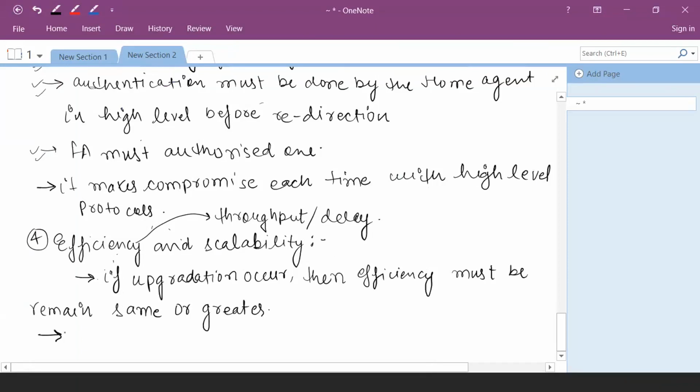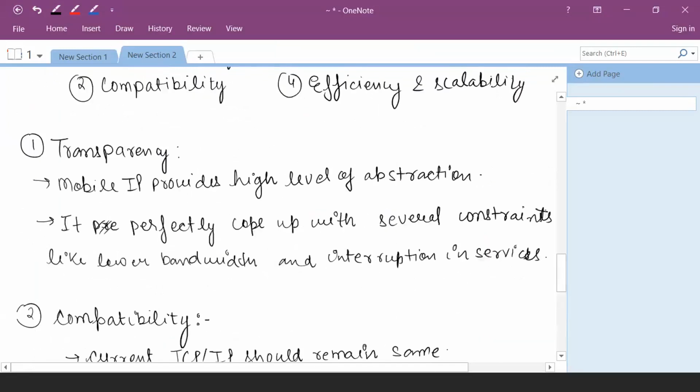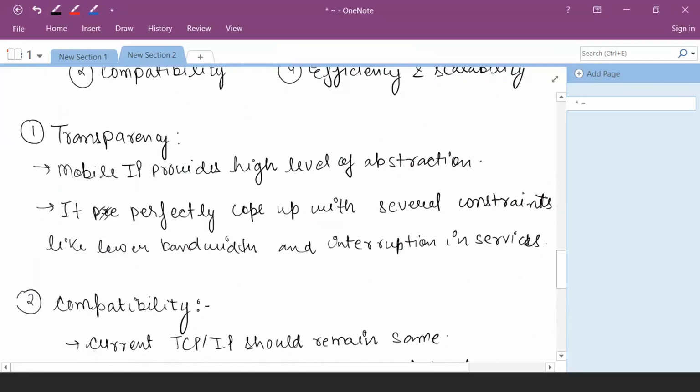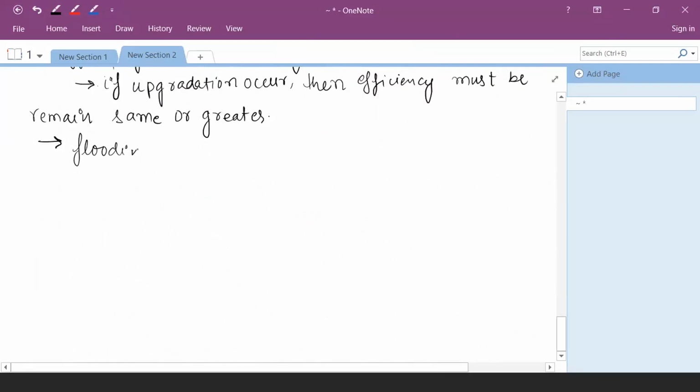Also, when the agent is not found, that is called agent discovery in that case. If the agent is not found, the node has to send 3 messages per second, and if not found then it has to resend these 3 messages. So it is just a kind of messages, this flooding, or you can say whatever it is. So flooding of messages we take care.